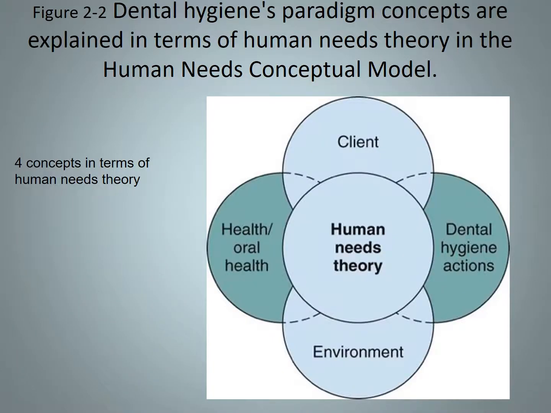There's the dental hygiene paradigm, where the concepts are explained. So you have your human needs theory. You have to bring these four concepts together to make it happen. So you have your client or your patient. You have the environment, which is huge, in terms of their physical environment, maybe their cultural environment, their family environment. What are they able to do? And their overall health and their oral health. We bring that in, and then we have our dental hygiene actions.